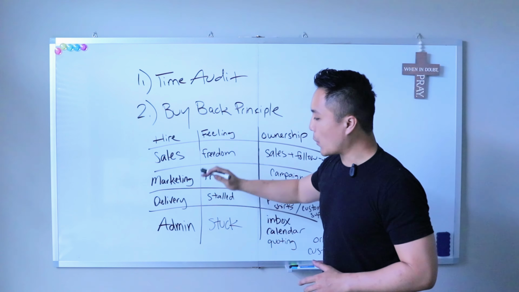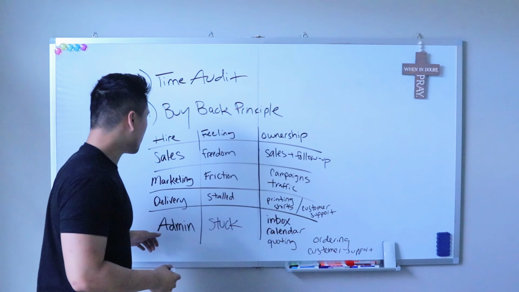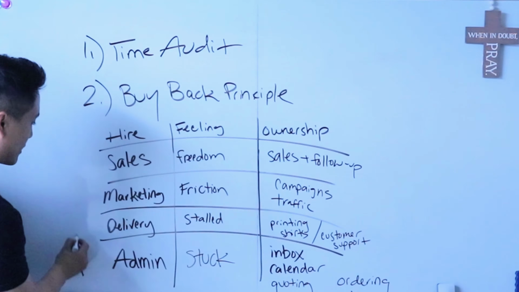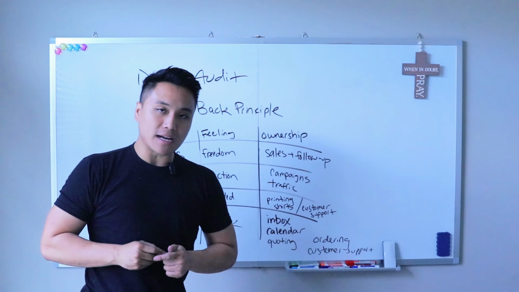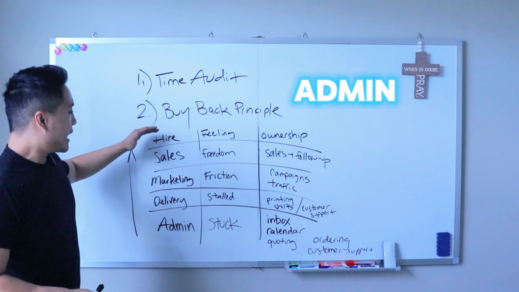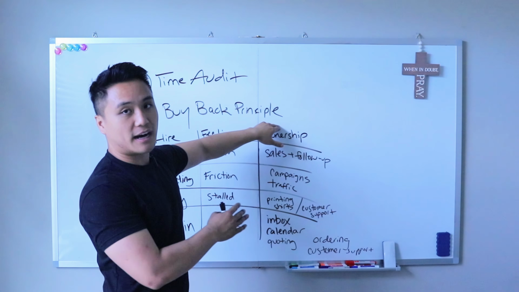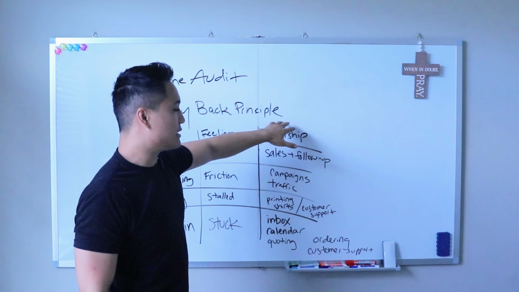Now, for you to figure out what to hire next, we follow a very systematic process, and we follow it in this order. We start from here and we go up. The first person you want to hire is someone to help you with admin work. So this is the hire you make, this is the feeling that you're currently feeling, and this is the ownership of that hire. When you hire them, this is what they take over.